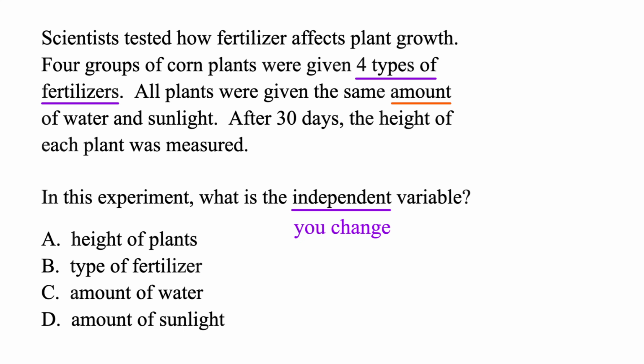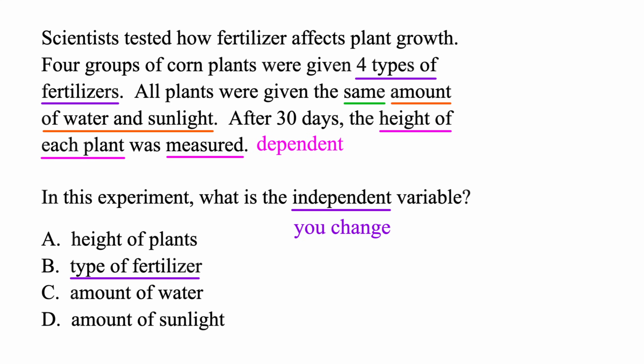Now they're also controlling the amount of water and sunlight they give them. How come these aren't the independent variable? But just like we talked about, it's because those are given in the same amounts each time. They're not actually changing. So these can't be the independent. They're the constants. And finally, the height of each plant, that's being measured. That's the data that's being collected. So the height of each plant is the dependent variable. But the main thing that we changed, that was the type of fertilizer. So B, that's the correct option here.